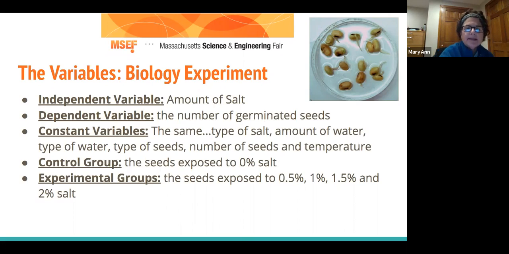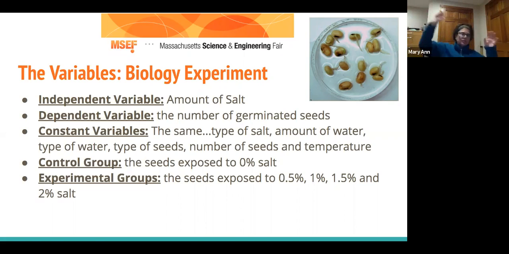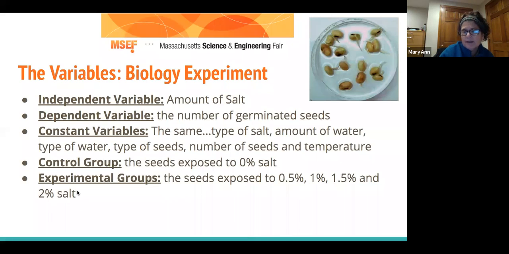So Jean, let's have that same discussion about the control group now. What's the control group here? It's the seeds exposed to 0% salt, or just water only. So what's found in nature out there? How do seeds germinate? Normally it's just rainwater, and rainwater should just be pure water. So that's the logic here. All the seeds that we expose to just water are our control group. And then we have 4 experimental groups here, seeds exposed to these levels of salt. Any questions here with this one?